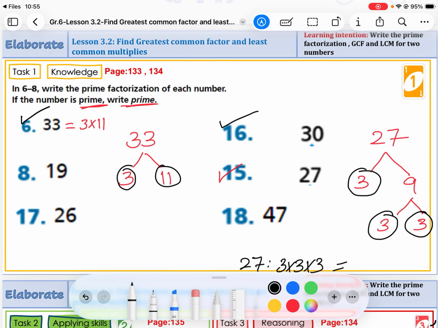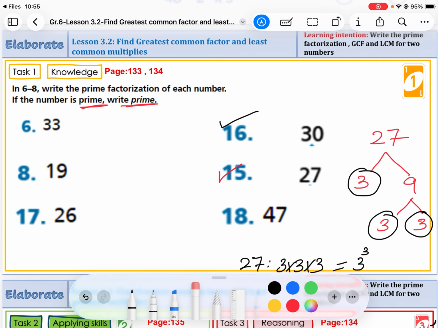And as you can see, since 3 is being repeated 3 times, we can write it using an exponent. So it's gonna be 3 to the power of 3. So that's the exponent form for 27. Okay? Let's go now to 19. Think about number 19. Can you factor it? Have you ever seen 19 in the times table? I guess not. So it has only two factors, 1 and 19. So obviously in this case, we cannot factor 19. We just write prime. That's it. Easy peasy. Okay, now let's move on to number 26.